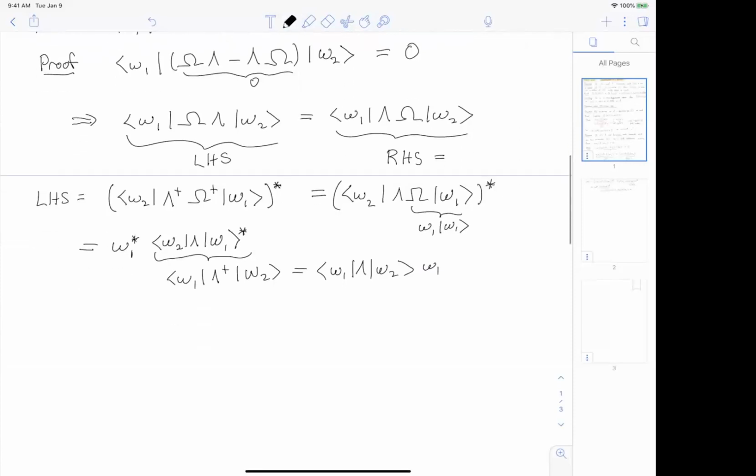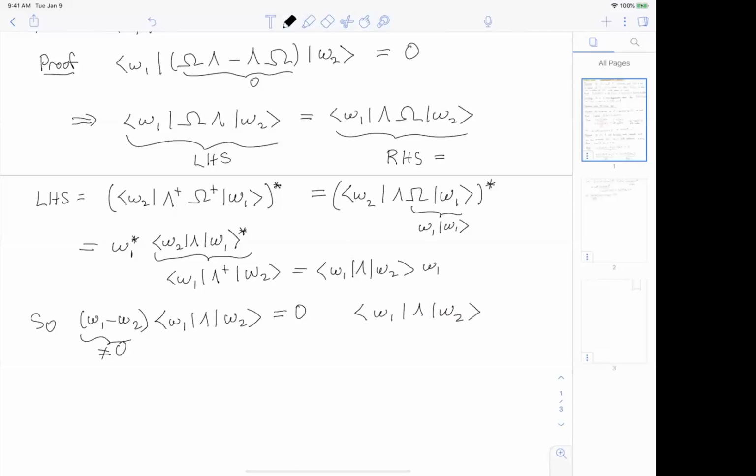Okay, and so in the end, what we get is omega 1 minus omega 2 multiplied by omega 1 lambda omega 2. In both cases, we have that matrix element. That's supposed to equal 0. And because omega 1 minus omega 2 is supposed to be non-zero by assumption, that means that the matrix element omega 1 lambda omega 2 has to be 0 in order to satisfy this equation.